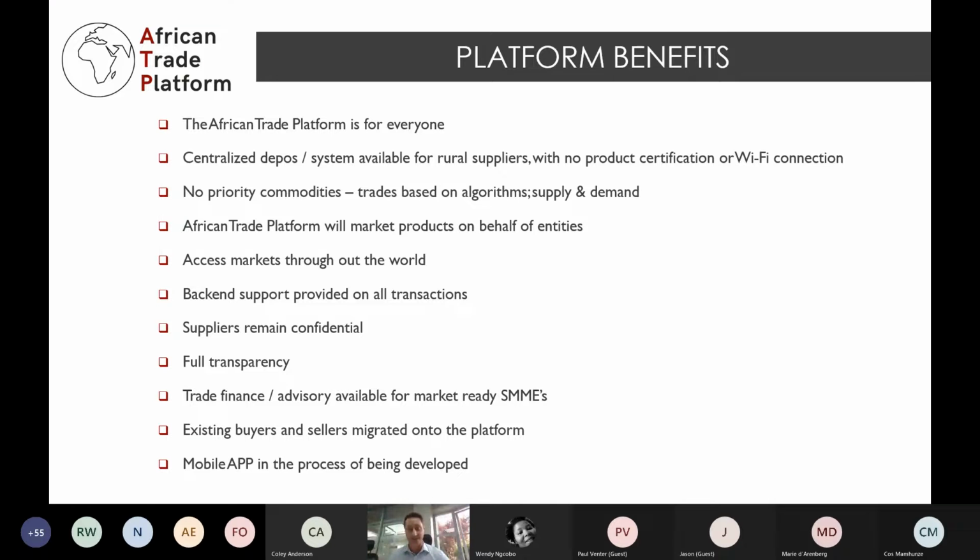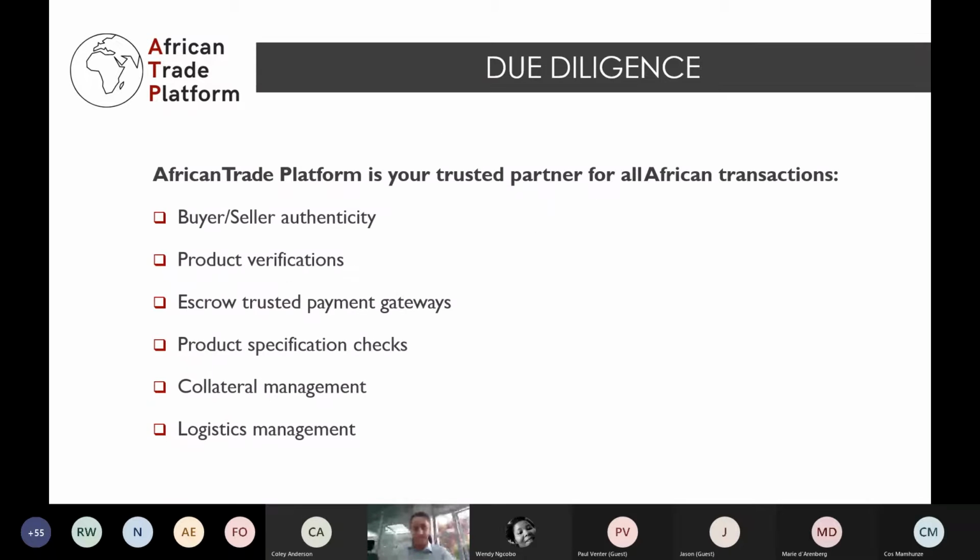As I said earlier, transactions don't just happen. It's not a case where a buyer and a supplier meet each other and it's happy days. There are so many moving parts to any transaction, and that's where our experienced team steps in and assists. If you go to the next slide.